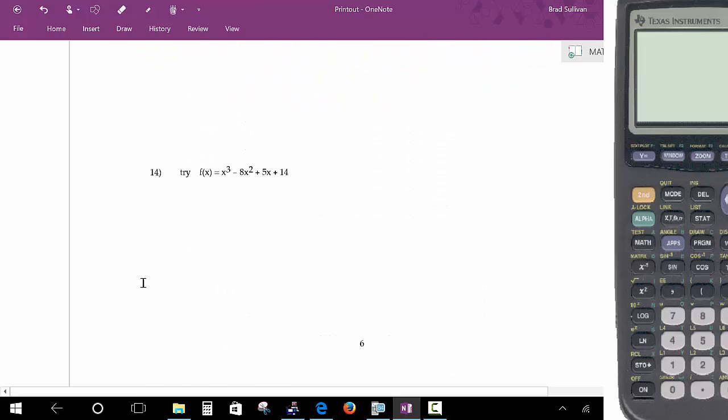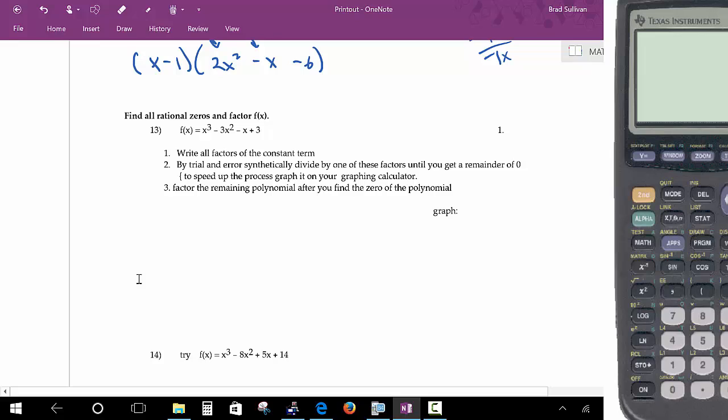Okay, so I want to finish up this section with a couple more things. So we're going to find all of the rational zeros, and we're going to do this by factoring. Okay, now what we're going to do with this one is go through these steps right here. The first thing we're going to do is write down all the factors of the constant term. The constant term is this thing right here.